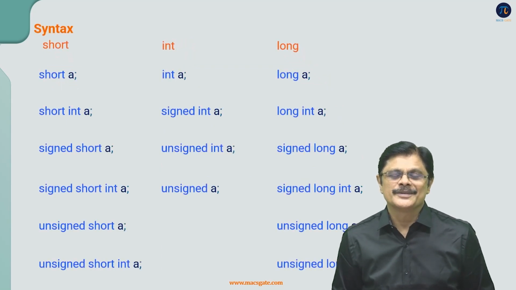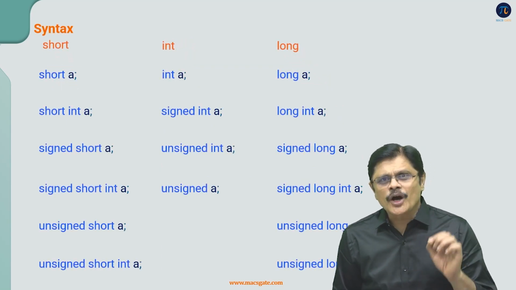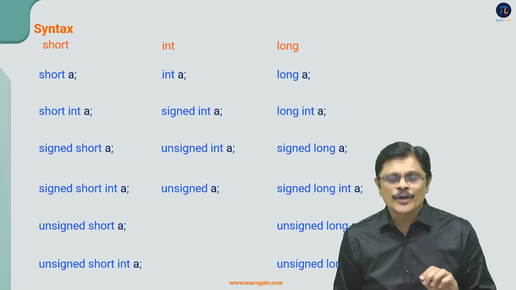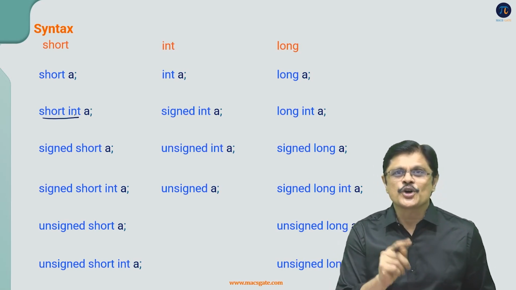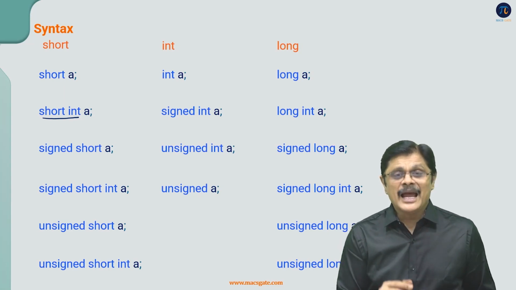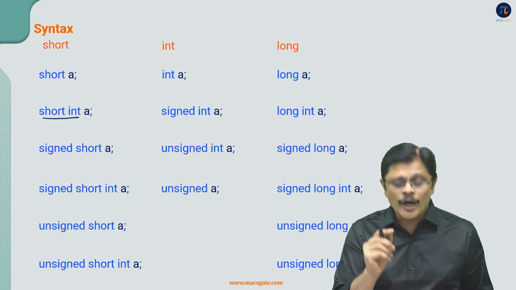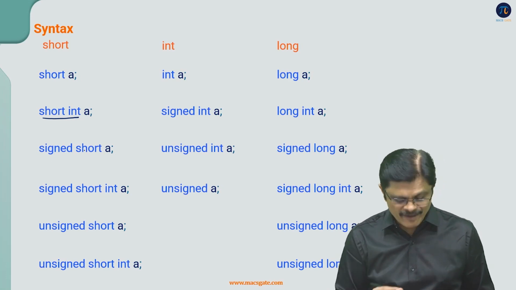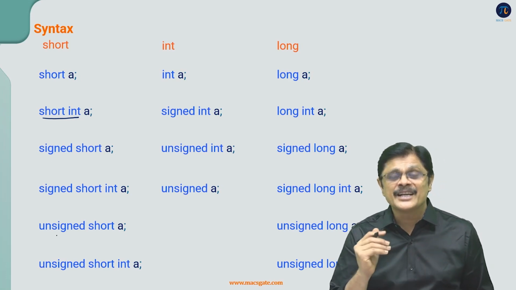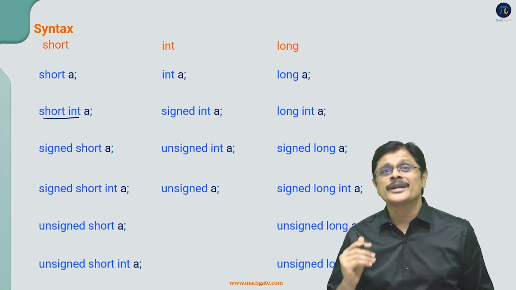For short, we can just represent it as short, or short integer, or short int. When it is signed, you can say signed short int, or simply signed short. For unsigned, you can say unsigned short or unsigned short integer.